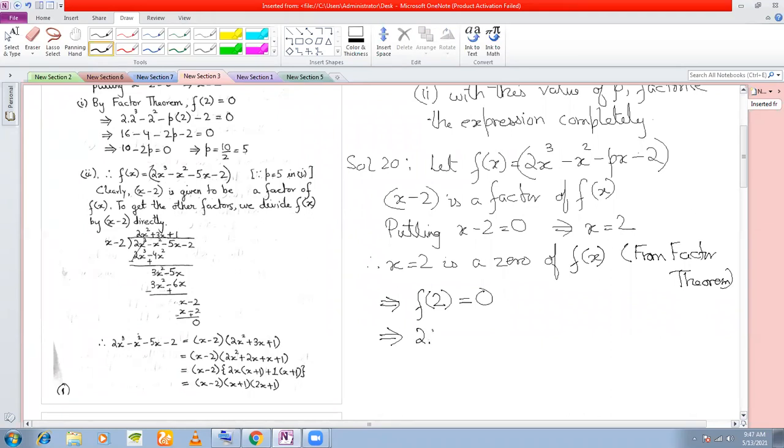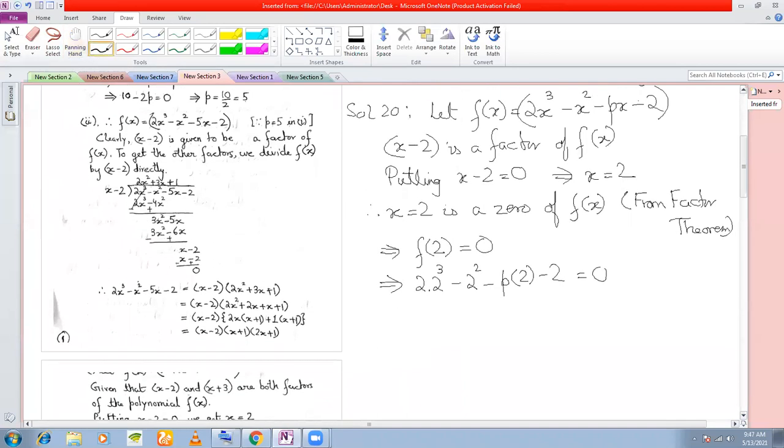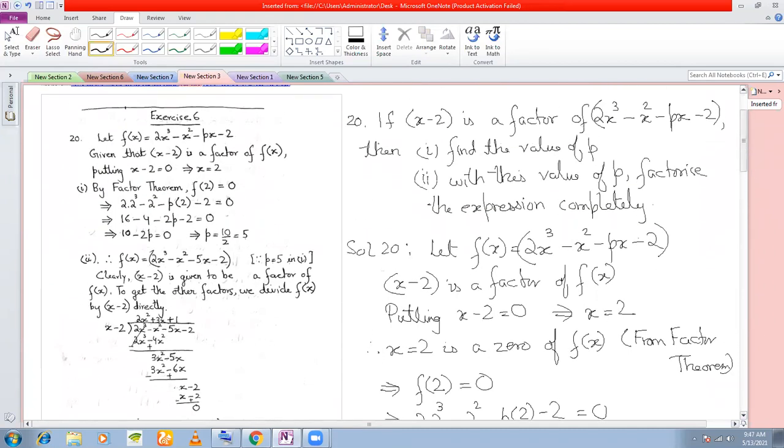So you have 2 into 2 cube minus 2 square minus p into 2 minus 2 is equal to 0. Okay, so this will give you a linear equation, and I have shown on my notes that you can find out the value of p to be 5 to solve it. So now the first part of the question is done, where you are supposed to find out the value of p. How did you find out? We found out with the help of this, because x minus 2 was given to be a factor. With that, we found out the value of p.